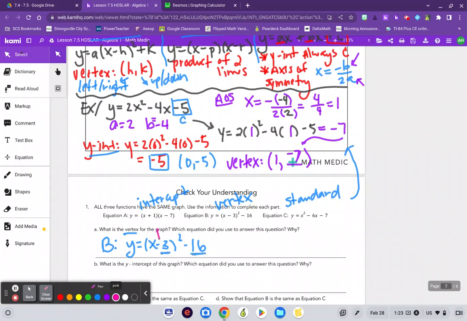Minus 3 in parentheses means I moved right 3. So my vertex is going to have an x value of positive 3. And minus 16 on the outside means I moved down 16. So now I have a y value of negative 16. So I want to use the form that is going to be the most efficient for me. I don't want to have to do more work if I don't have to, okay?